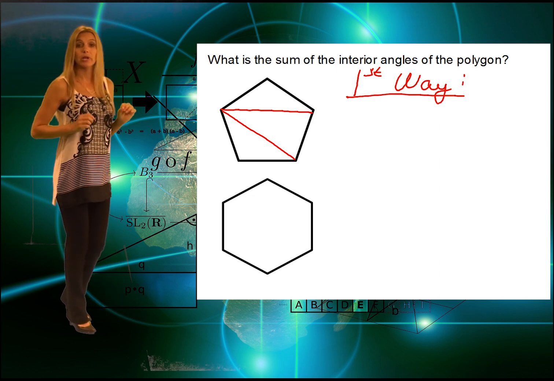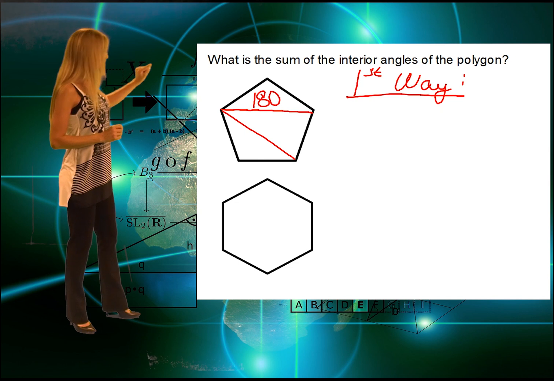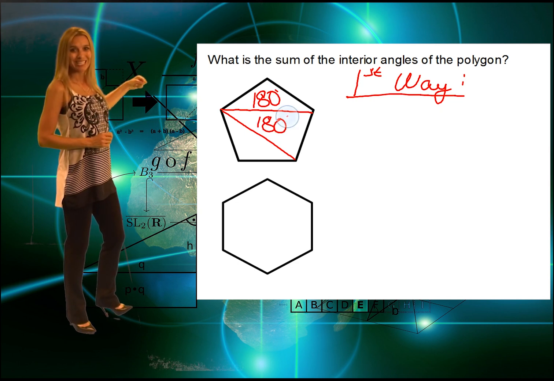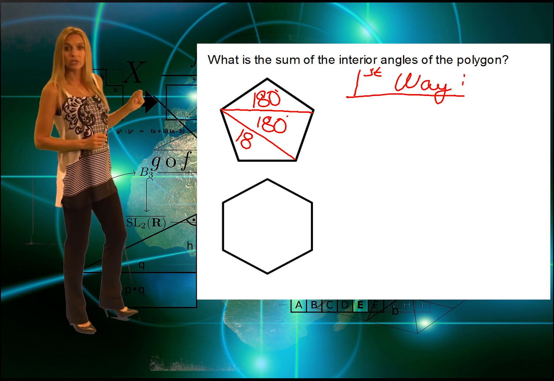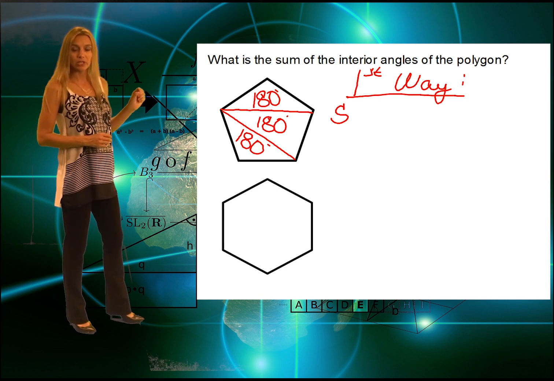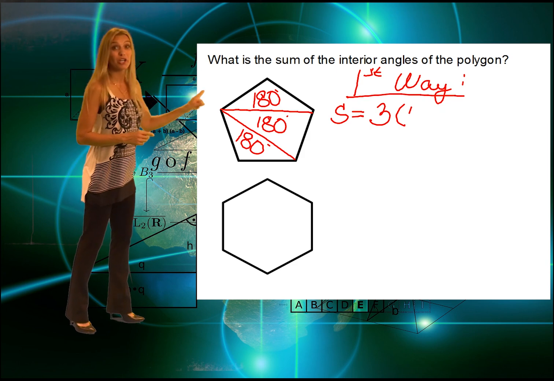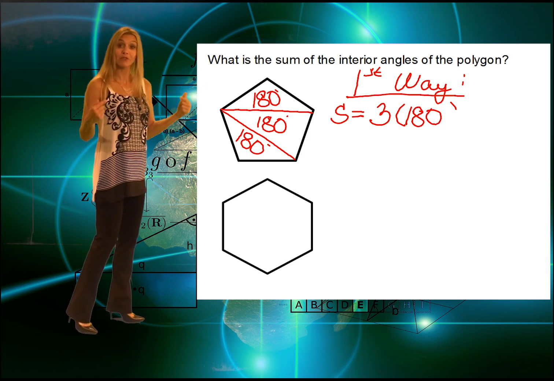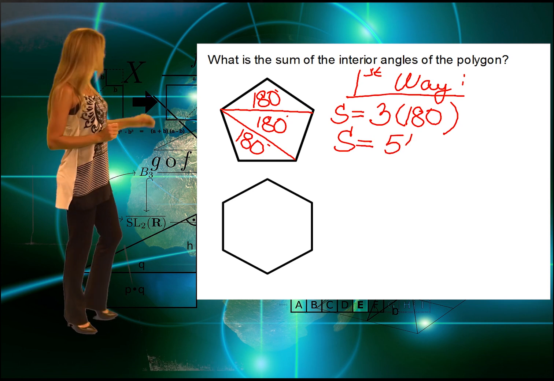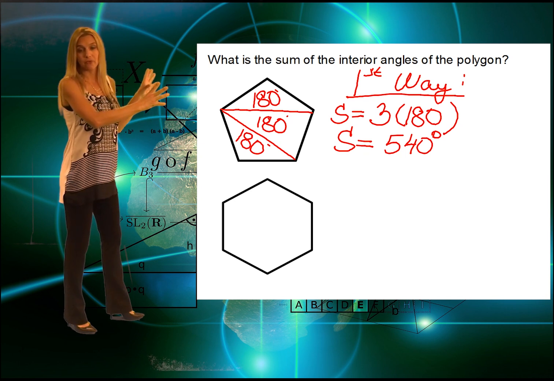Now we know every triangle is 180 degrees. So I'm going to see 1, 2, and I have 3 triangles, right? I created. Now every triangle is 180 degrees. So S, which means sum of the interior angles of that pentagon, is 3 times 180. And if you do 3 times 180, you will get 540 degrees. So the sum of the angles of the pentagon is 540.